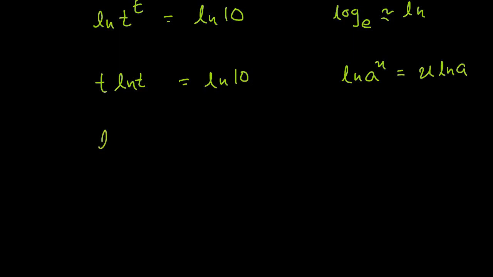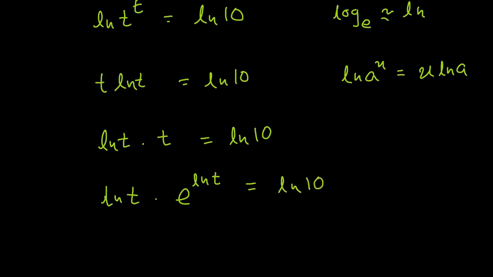Next we can write ln t times t equals ln 10. Then we can write ln t times e to the power ln t equals ln 10. Since t can be expressed as e to the power ln t, we have applied this rule here.